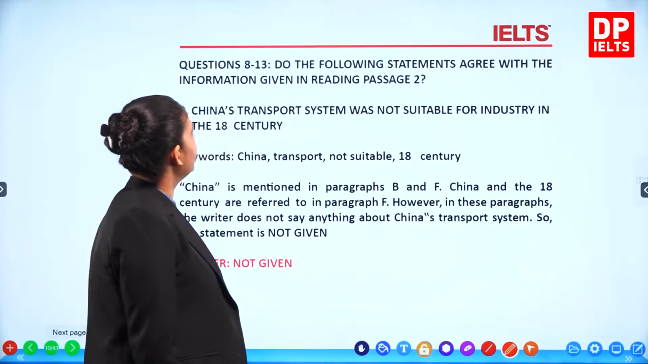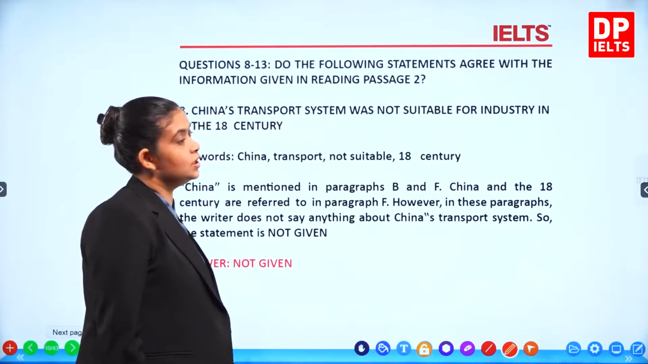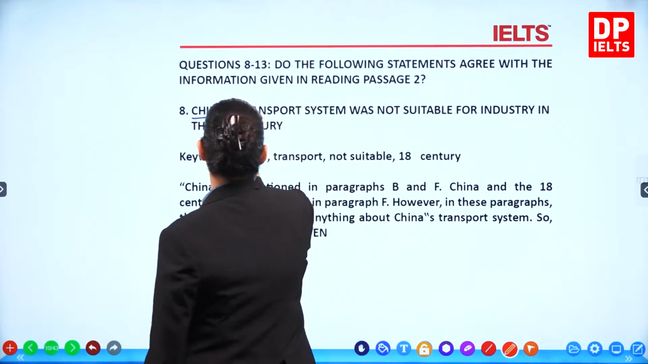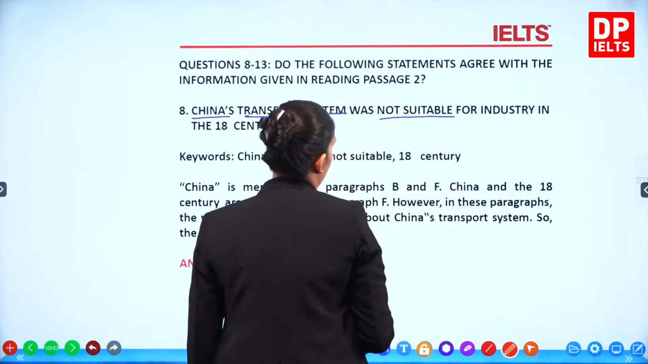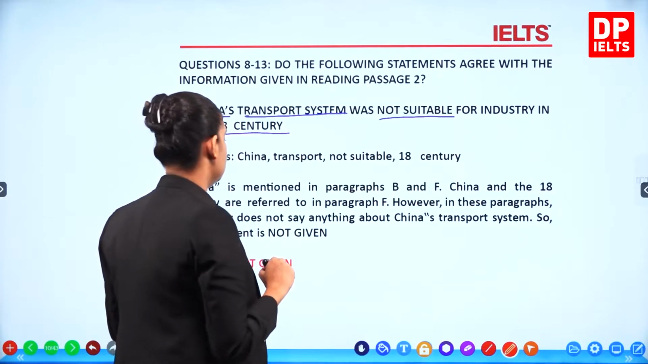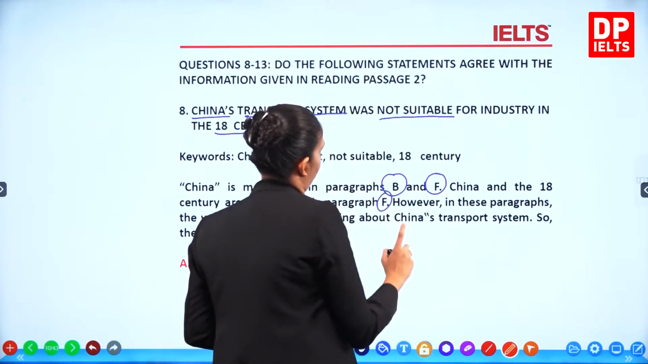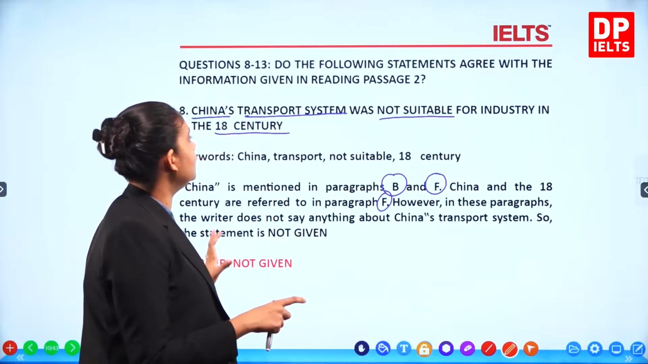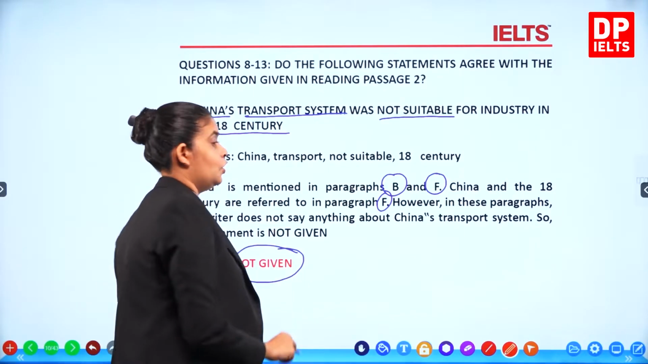Next one, questions 8 to 13. Do the following statements agree with the information given in reading passage 2? China's transport system was not suitable for industry in the 18th century. Okay? Let's have a look at it. China is mentioned in para B and F. China in the 18th century is referred to in para F. But it doesn't say anything about China's transportation system. So whether it was suitable or not, I don't know. So therefore, the answer is definitely not given.